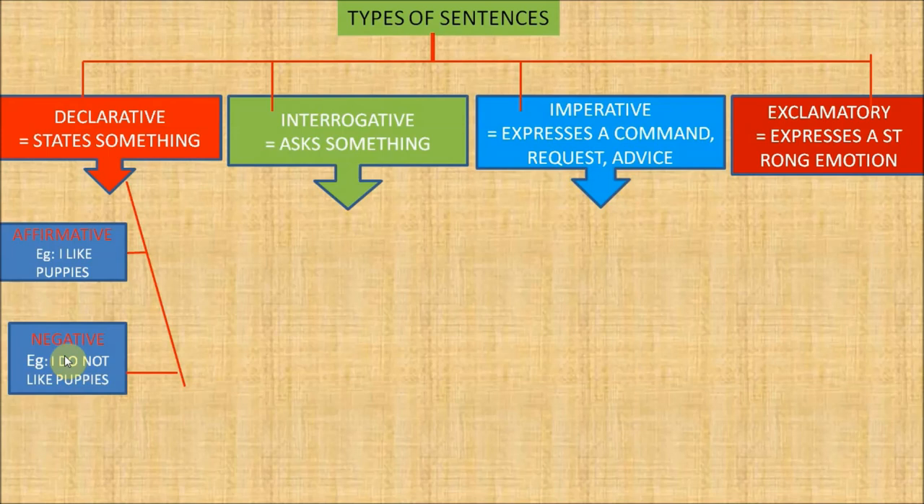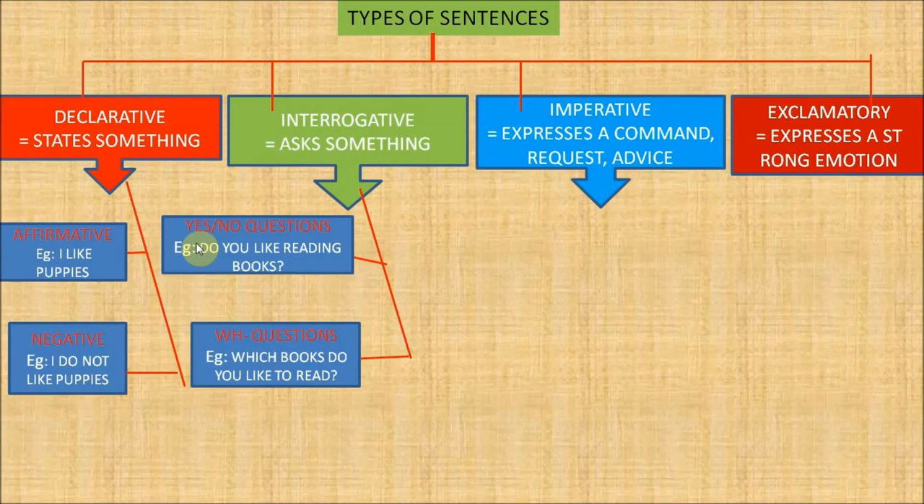Now, let's look at interrogative sentences. There are two types, mainly yes or no questions and WH questions. For example, in the yes or no questions, do you like reading books? So the answer could be yes or no. And WH questions, which book do you like to read? In WH questions, we use what, which, who, whose, whom, etc.